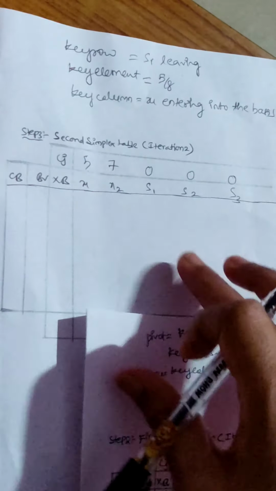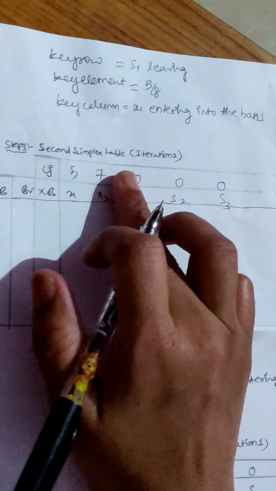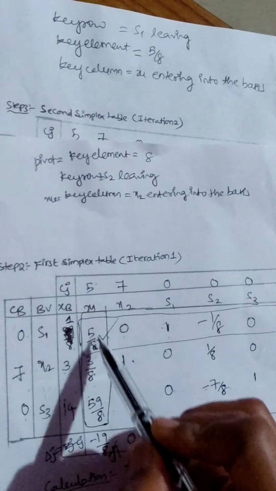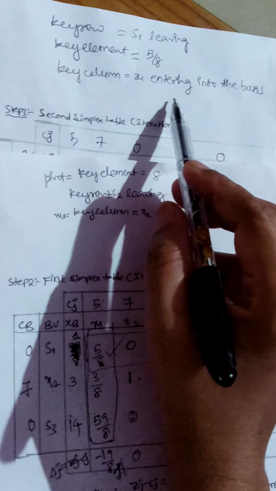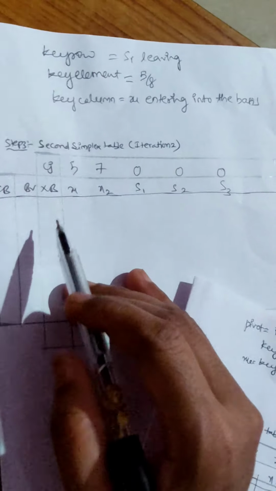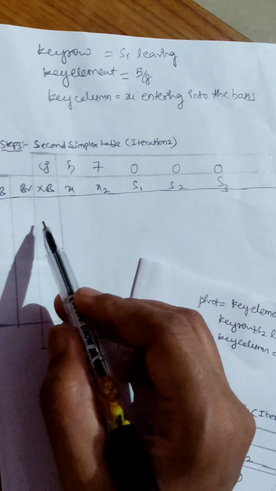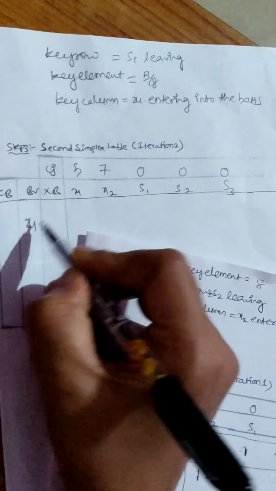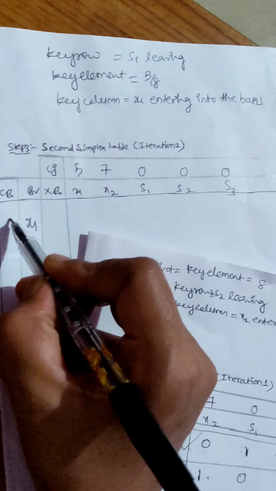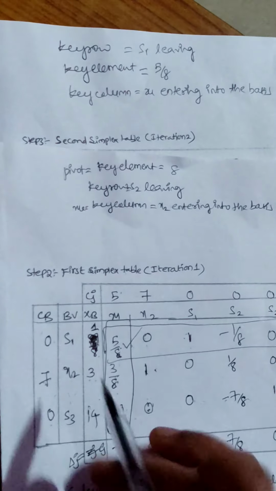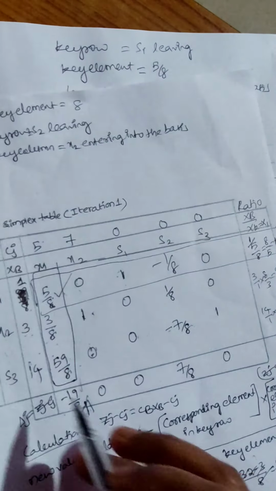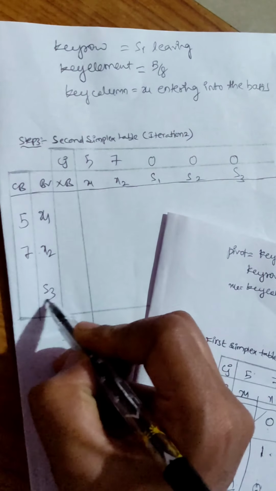So write step 3, second simplex table iteration. In the previous table the key row is S1, which is leaving, and x1 is entering. X1 is the key column which is entering into the basis. Write that in this place where S1 is leaving: x1, the coefficient of x1 is 5. X2 as it is, you write 7, and S3 as it is, 0.